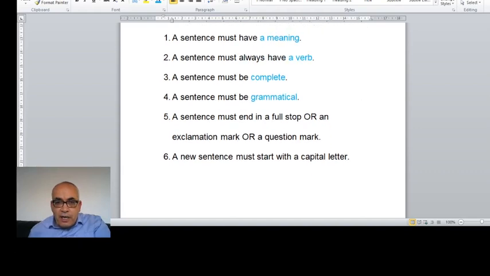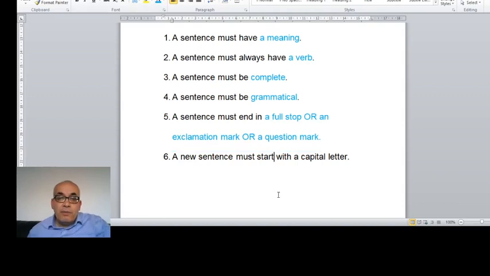Next, number 5, a sentence must end in a full stop, or an exclamation mark, or a question mark. So when we write a sentence, we start the sentence with a capital letter. At the end of the sentence, ask yourself, do I put a full stop here? The sentence is finished. Do I have to put a full stop? Okay. If it's a question, you need a question mark. And if it is about your feeling, you need an exclamation mark. So I have to put this for you in blue again.